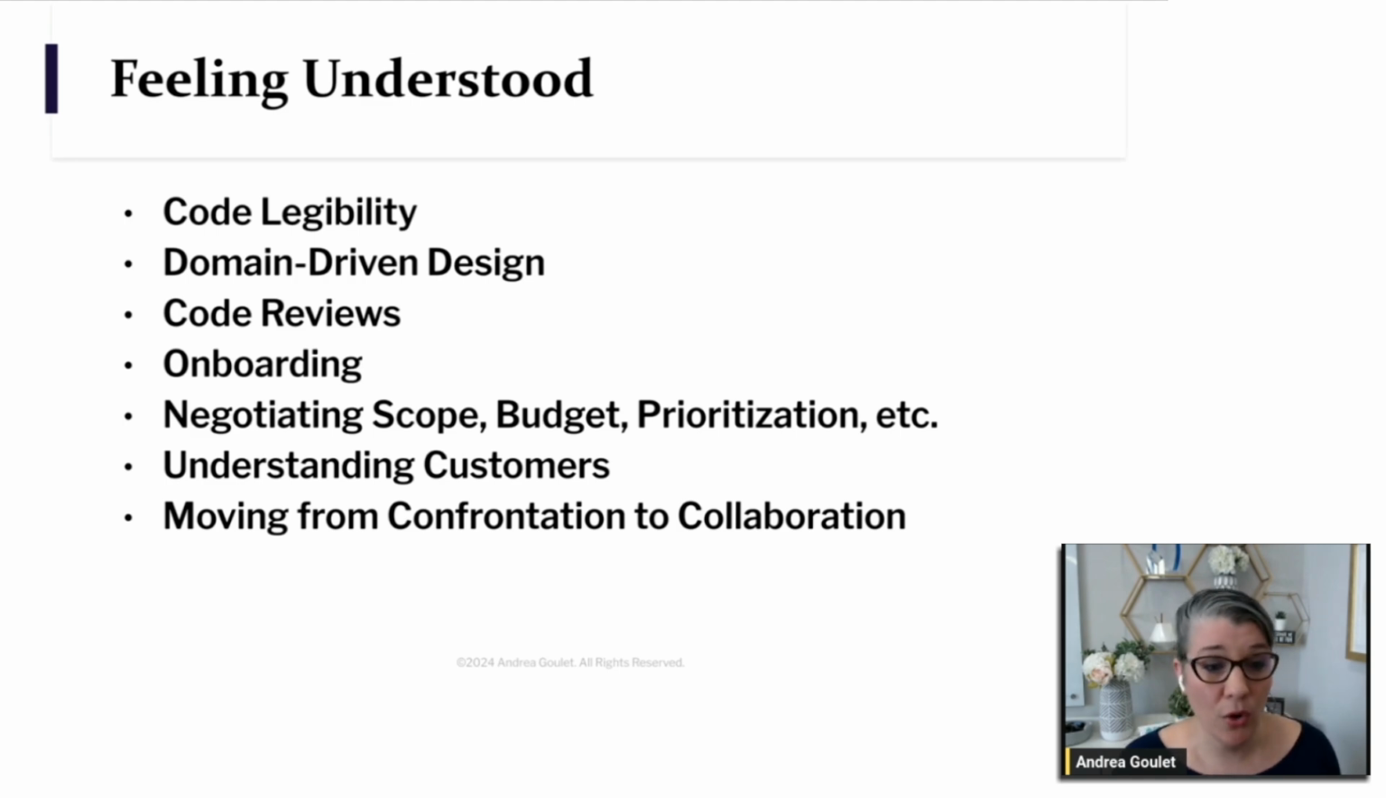Think about code reviews: how is somebody going to perceive this? Onboarding, thinking about scope, budget, prioritization. Those work better when we think about what everybody needs and then come to a conclusion together. Understanding our customers and what they want, and then moving from confrontation to collaboration. It makes such a big difference. And when we can empower ourselves to improve our local conditions, it makes the world of difference.